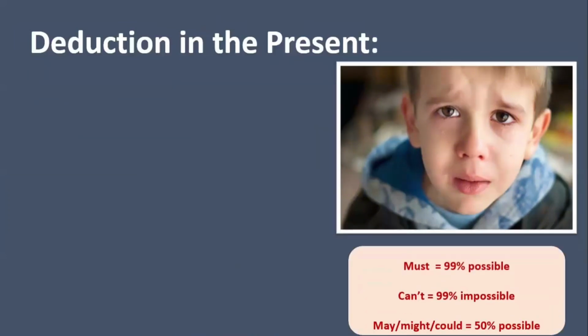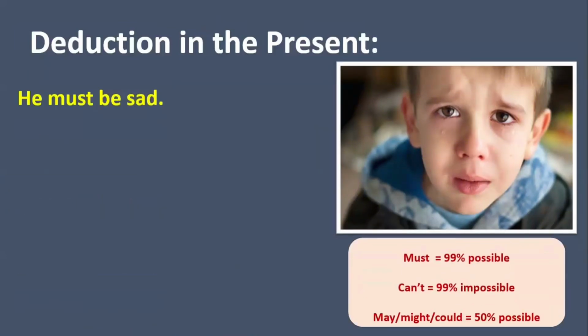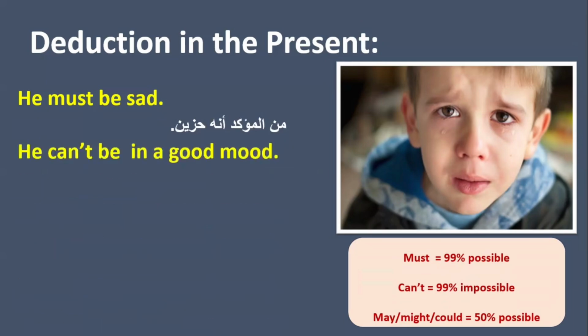Okay. Another picture. Look at this boy. We can say something like this. He must be sad. من المؤكد أنه حزين. Or he can't be in a good mood. من المستحيل أن يكون في مزاج جيد. Why? Because I can see this boy is actually crying. I can see the tears, so he is sad for sure. In order to say that I'm speculating or guessing, and that my guess is very strong about the fact that he's sad, I would say he must be sad.